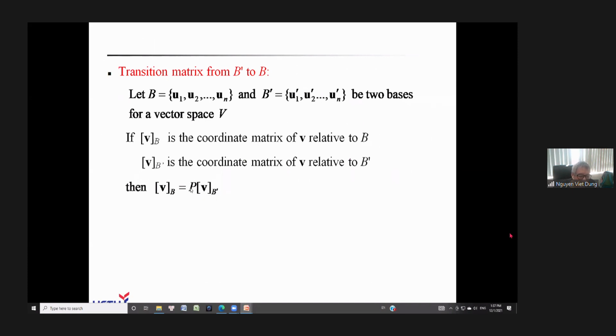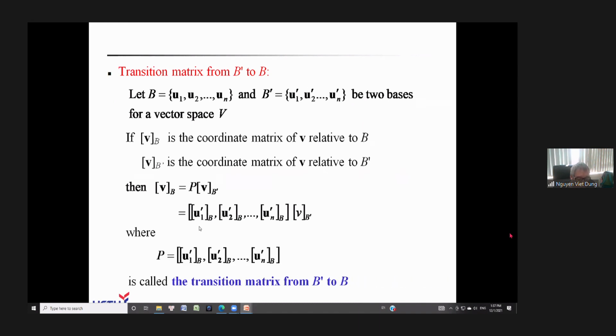So what is P? P is a matrix. It is given by that thing. It has n columns: the first column, the second column, and the n-th column. And those columns are exactly the coordinate columns of U1 prime, U2 prime, up to UN prime, relative to the basis B. Here, I write it here. And that matrix P will become the transition matrix from B prime to B.